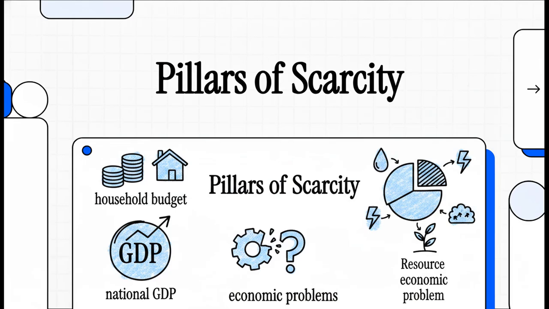Welcome to The Explainer. Today, we're tackling a massive question that underpins absolutely everything around us. Why do economic problems exist in the first place? Whether you're looking at a basic household budget or the GDP of an entire nation, the root causes are exactly the same. Our goal today is to completely demystify this basic economic problem by breaking it down into its core structural components. Okay, let's dive into this.